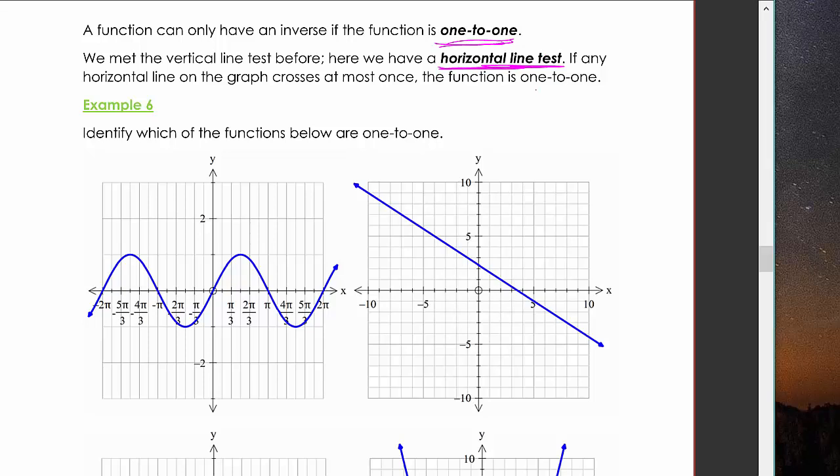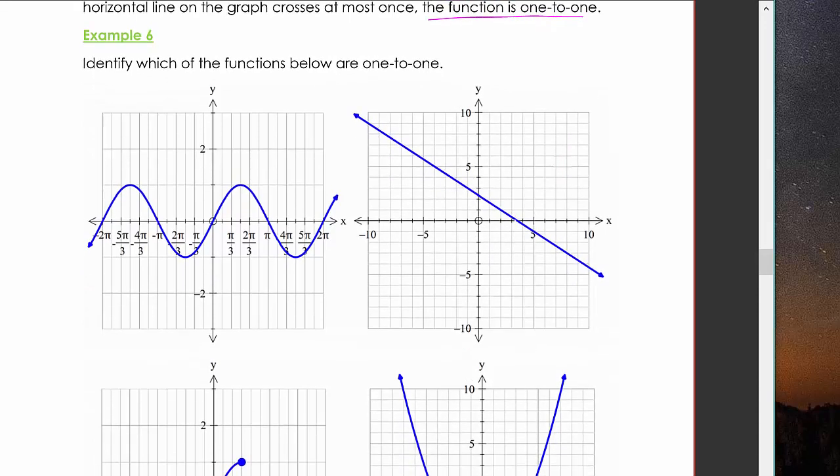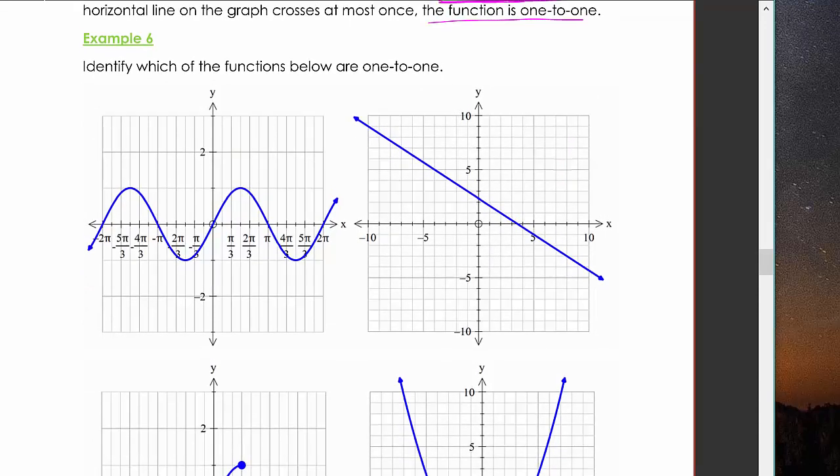And the rule is the same. If any horizontal line on the graph crosses at most once, the function is one-to-one. So as soon as you can find a horizontal line where it crosses more than once, then it's not one-to-one. And we call that a many-to-one function.